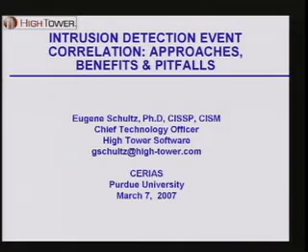I'm here to talk about intrusion detection, event correlation, approaches, benefits, and pitfalls. What I'm going to describe to you in as few words as possible is how it is possible to take lines of research that are published out there and make them your own, actually apply them and use them in real life situations.